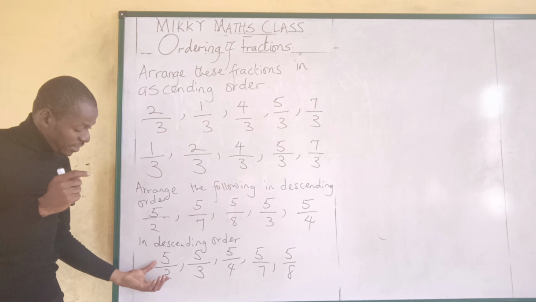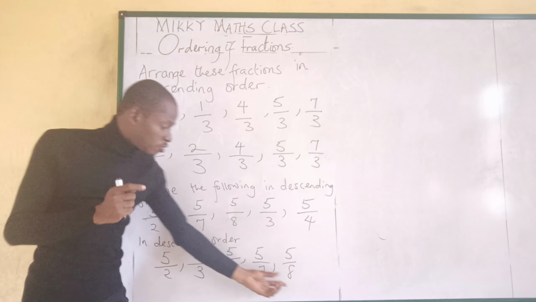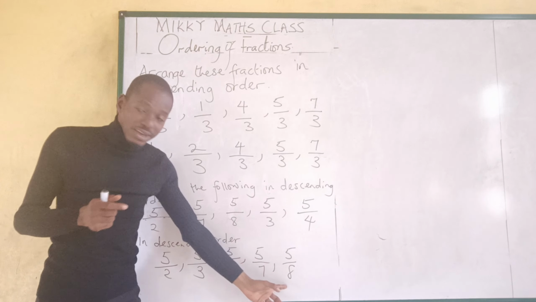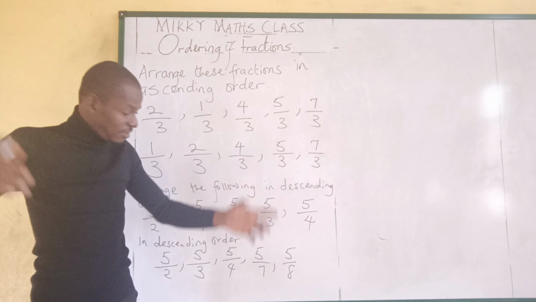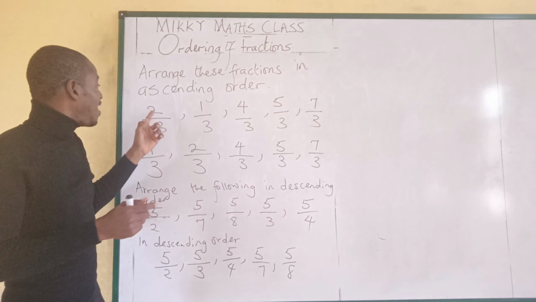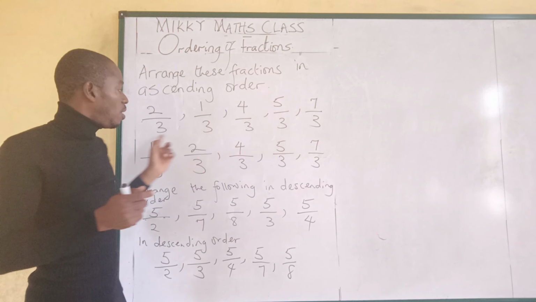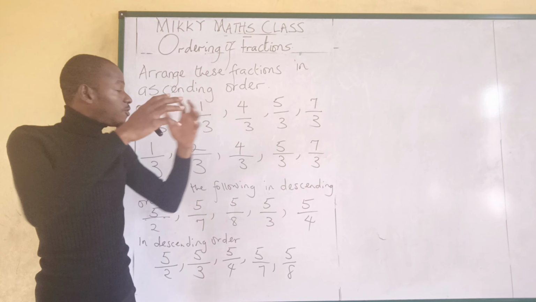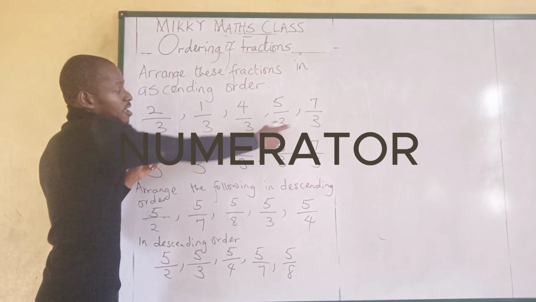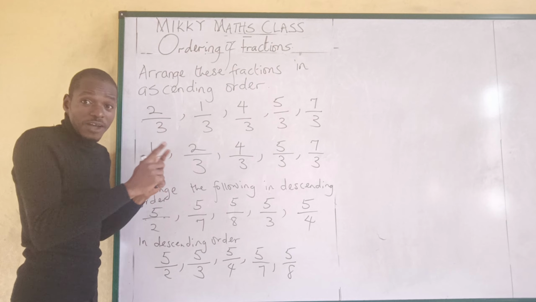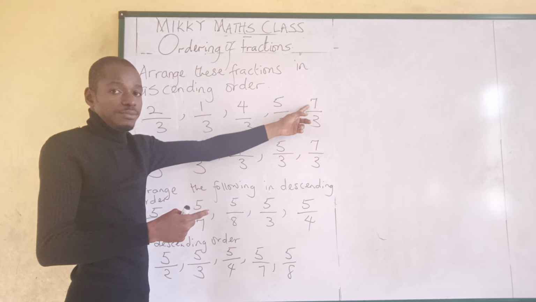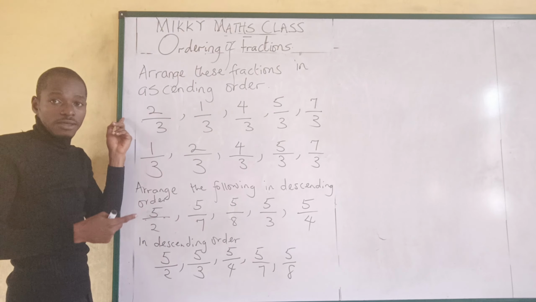That means starting from the biggest to the smallest. So among these fractions, the smallest fraction is 5 over 8. The smallest one is the one with the biggest denominator. So in an exam condition, no need to solve. If they have the same denominator, the biggest fraction will be the one with the biggest numerator. The biggest fraction among these is 7 over 3 because 7 is bigger than all the numbers here.